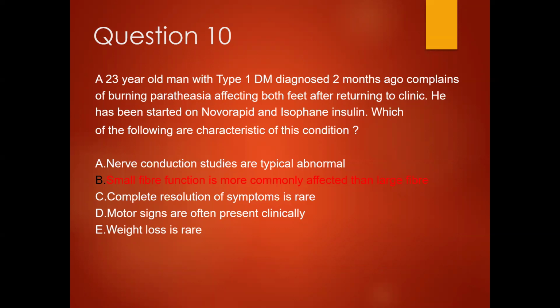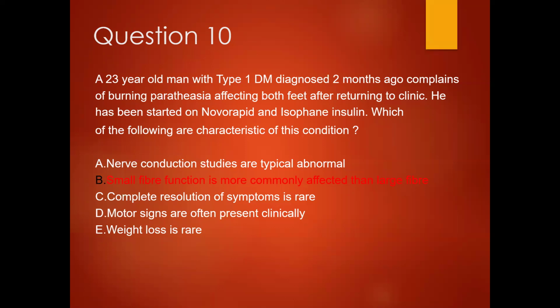So this is the final question for the free group. It will be question number 11. A 23-year-old man with type 1 diabetes diagnosed 2 months ago complains of burning paresthesias affecting both feet and returns to the clinic. He has been started on NovoRapid and isophane insulin. Which of the following is characteristic of this condition?